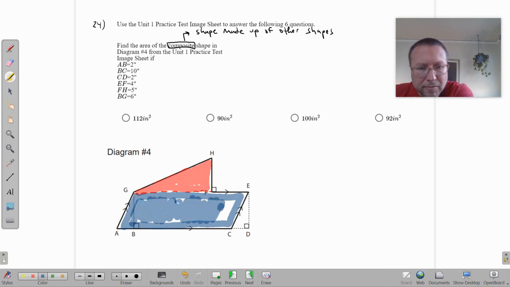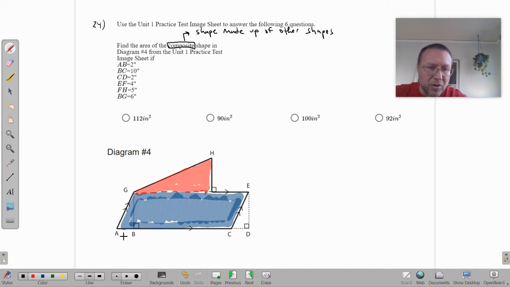Just feel like coloring now at this point. And then if I know the area of each individual shape, then I'm just going to add the two things together, and that's going to give me the area of the whole thing. So they give me some numbers to label the diagram with. So let me go ahead and do that.